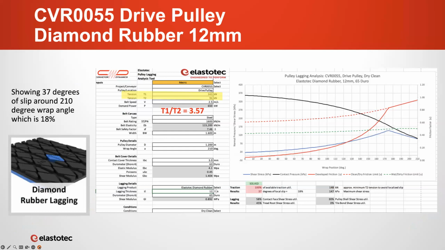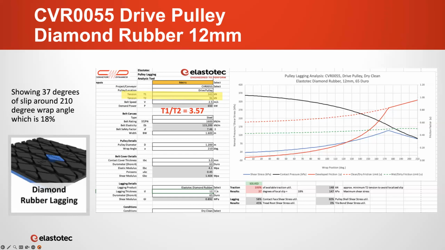All of the following analyses have been done with the same conveyor data. Now, the data you can see is on this table on the left-hand side. We've discussed it in some of the previous courses. One of the interesting things with this set of data that we're going to use for comparing the different laggings is that the T1 to T2 ratio on this particular conveyor is quite high at 3.57. Having a higher T1 to T2 ratio results in greater retraction of the belt as it moves around the pulley.